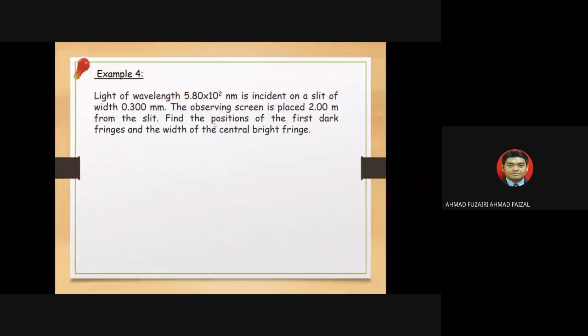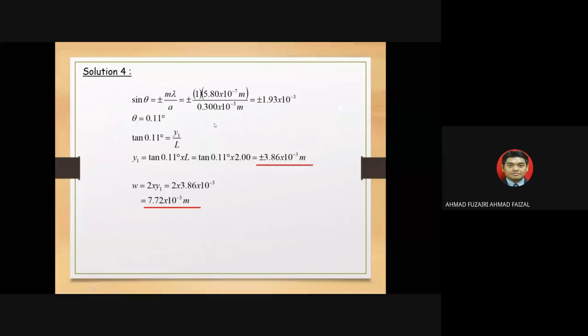You can try and do example 4 on your own. I've also provided the solution and answer for example 4.